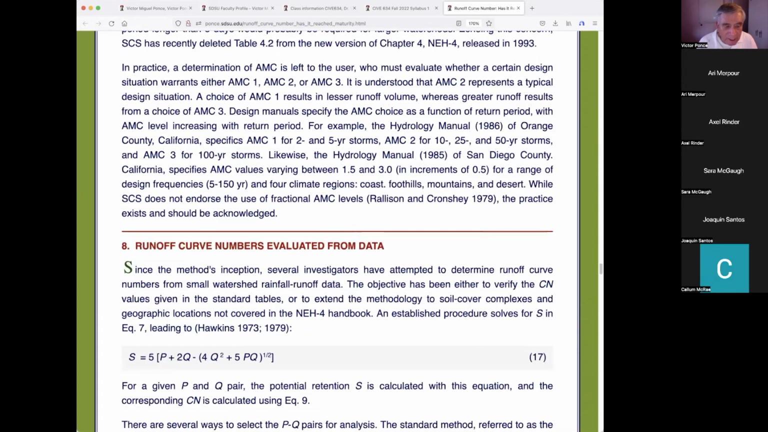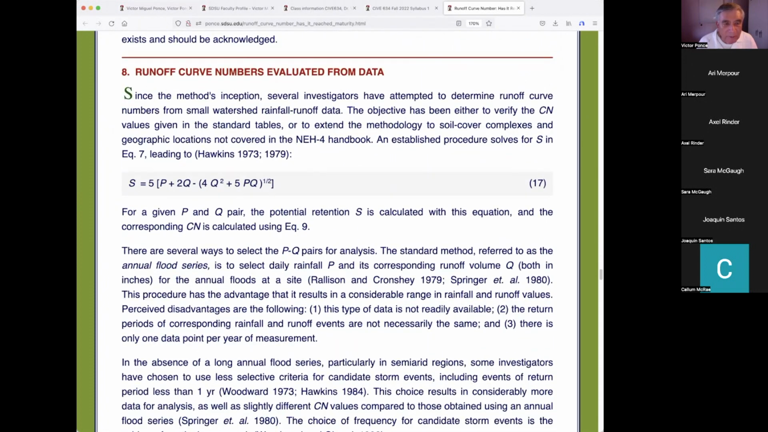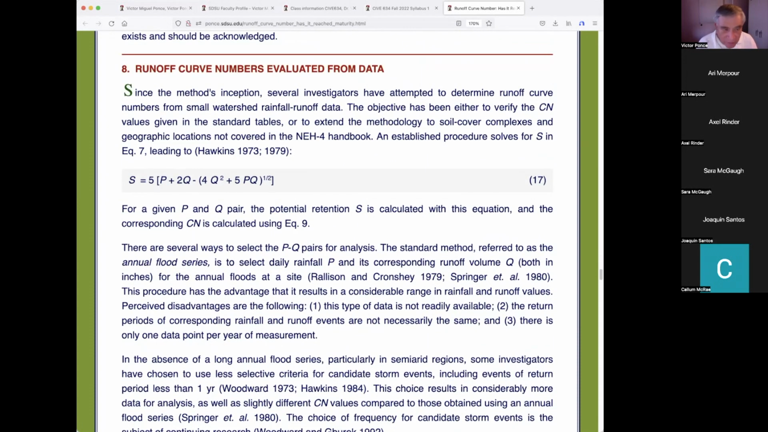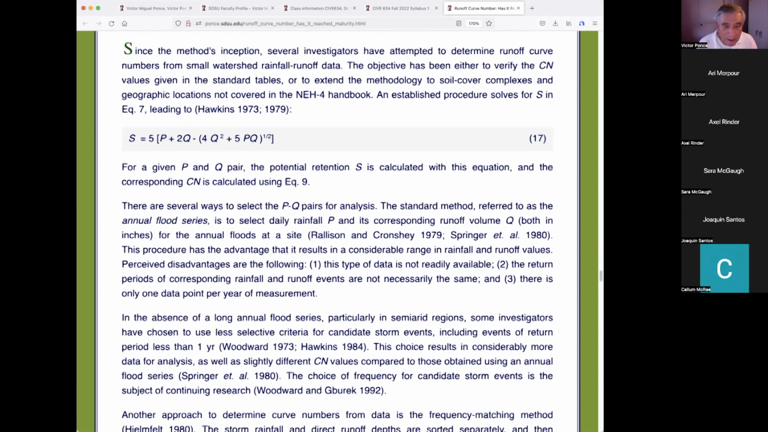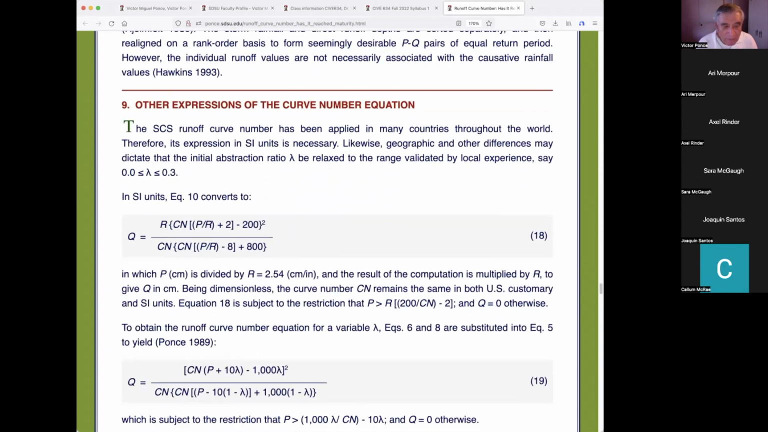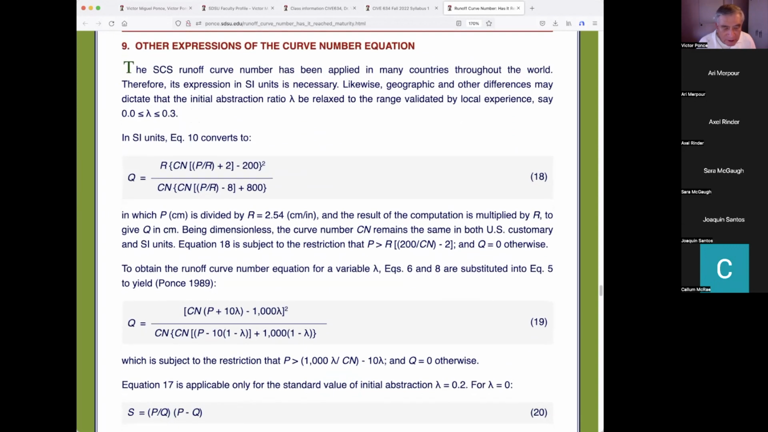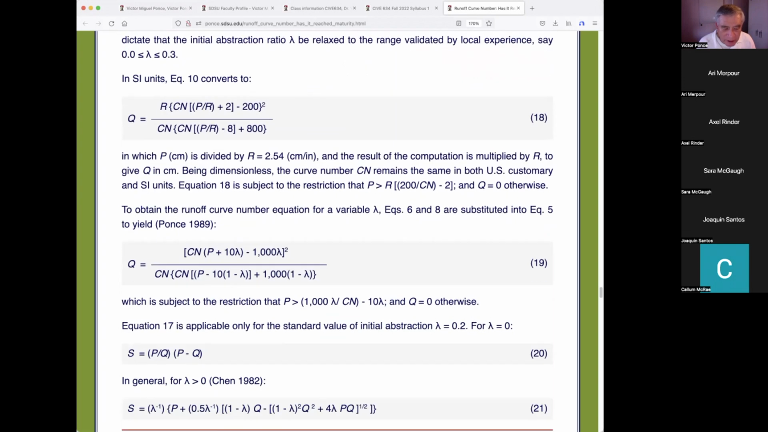So finally, at this point, curve numbers evaluated from data, and I give you an example. So you have to review this equation, which you are going to use later on. You can solve for the S from the P and the Q and get this equation from algebra. Okay, then we have other expressions for the curve number, because once this method became widely available throughout the world, the rest of the world didn't like it because it was in units of inches, so they changed it. So there are various ways of expressing this equation.